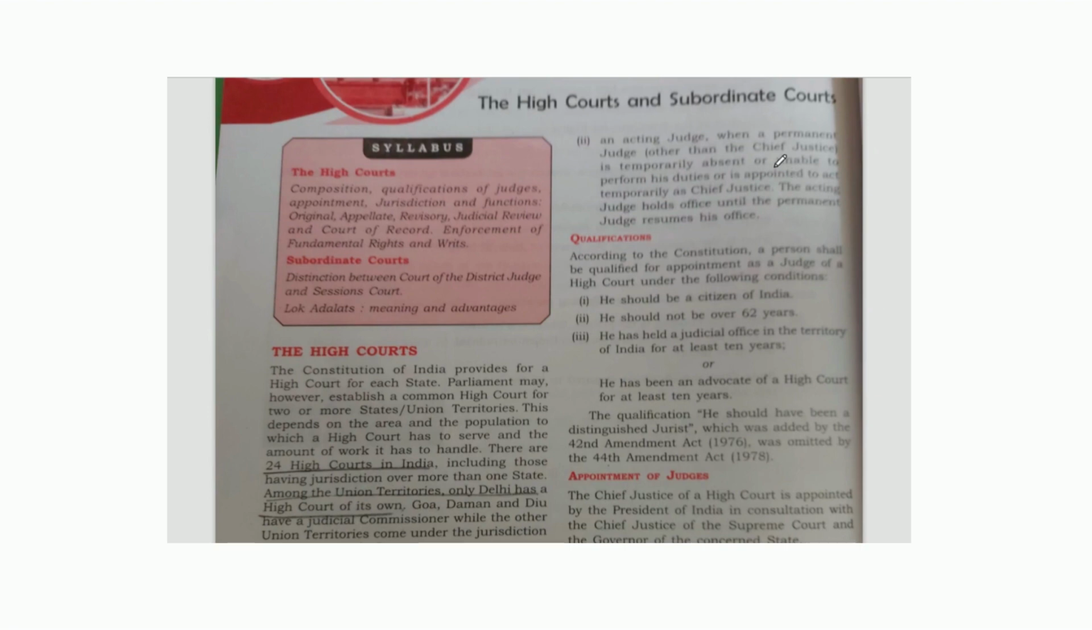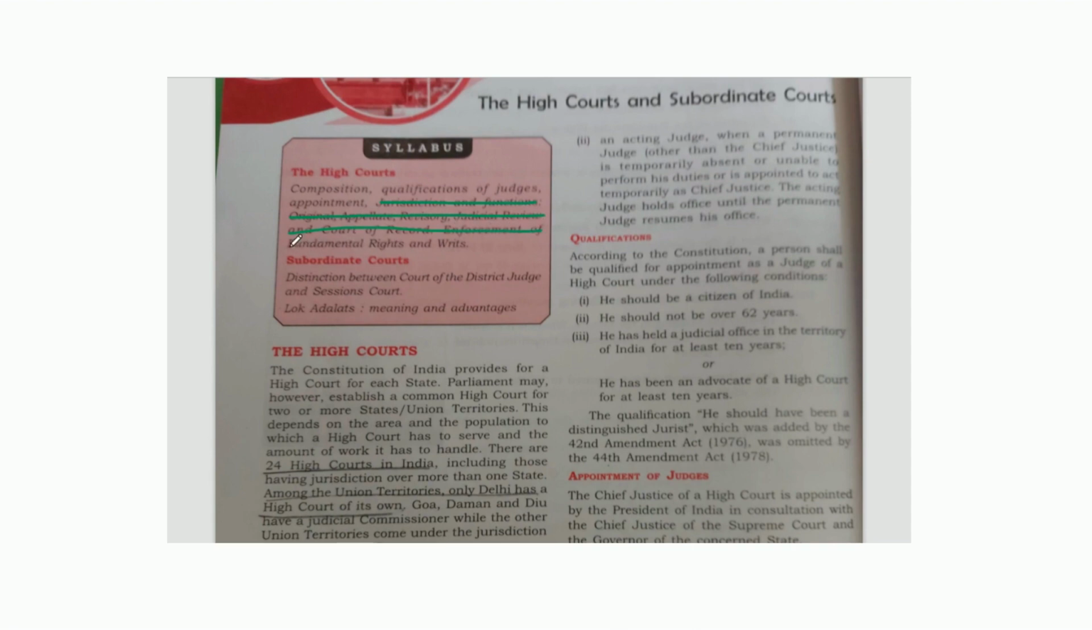So the High Court and subordinate courts is a part of the judiciary unit, which is a part of your civics section for your semester 2 exam. Now, if you see the syllabus box here, it says composition, qualification of judges and their appointment. Jurisdiction and functions are not in syllabus for this year, so you can cancel them. This has already been covered in the Supreme Court chapter. There's a video on that too. If you haven't seen, you can go and check it out.